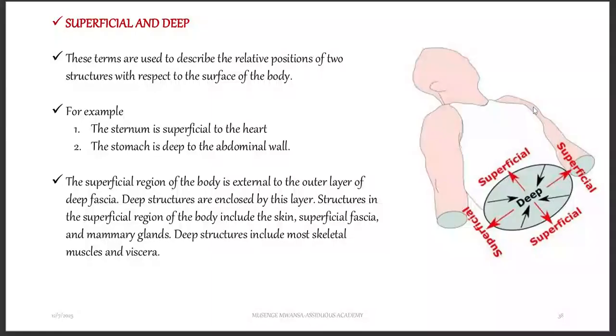Okay. And then we have got superficial and deep. Now, for superficial and deep, these ones we refer to them when we're talking about structures in reference, okay, from the surface going inside. So, any part of the body that is inside, we call them deep. Those that are on the surface, we call them superficial. For example, the intestines are deep to the skin because the skin is superficial. Or we can say the skin is superficial to the intestines.